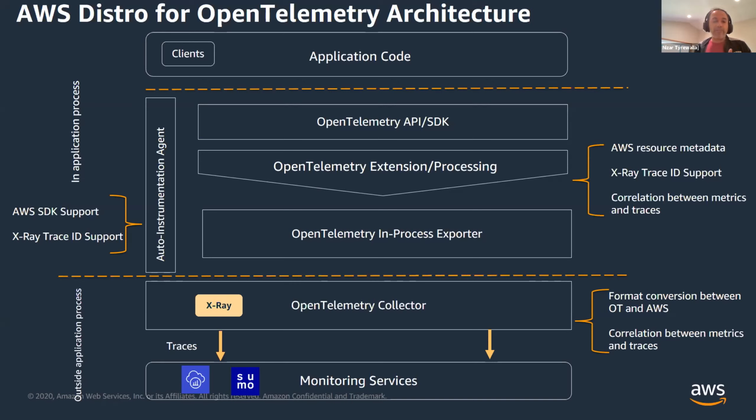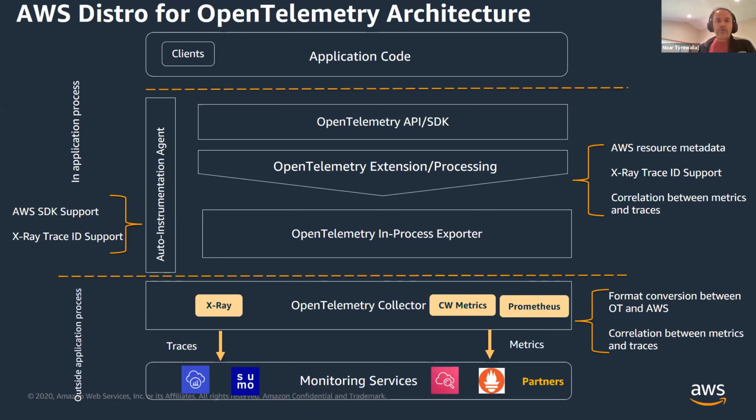So in terms of exporters, we have added the tracing exporter for X-ray. At the same time, we have added the OTLP exporter, which is the default exporter that comes with OpenTelemetry, which Sumo Logic uses. So you can send trace data to Sumo Logic as well. And for metrics, we have added the CloudWatch metrics exporter. We have enhanced the Prometheus exporter, and you can send all that data to other partners as well.